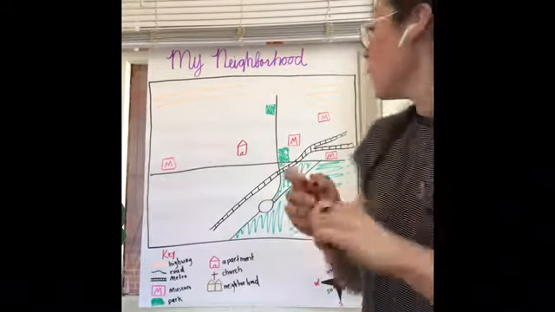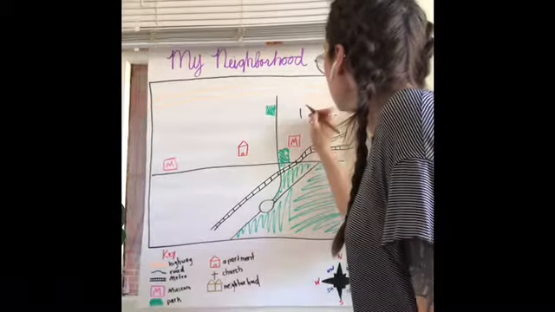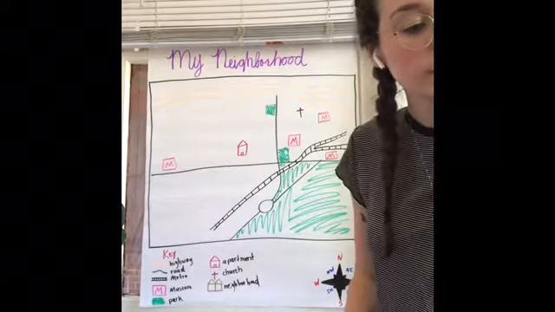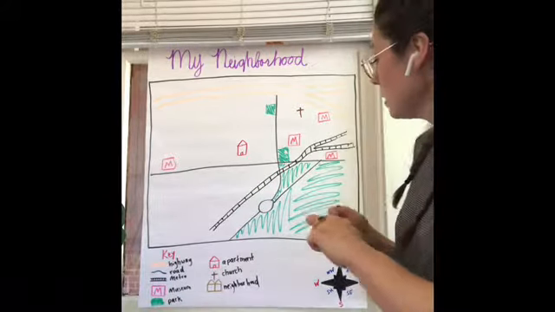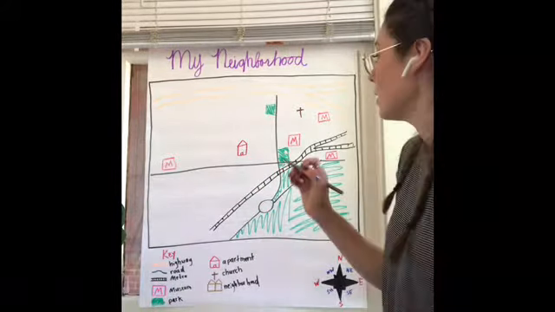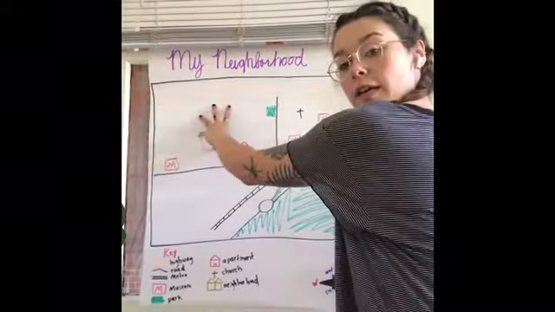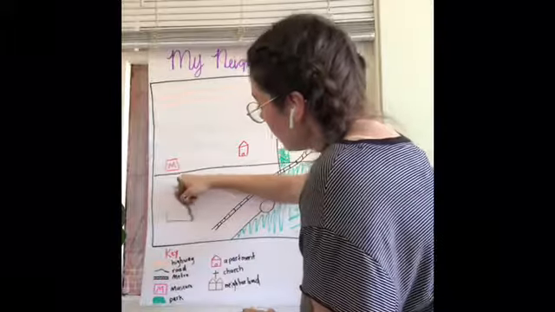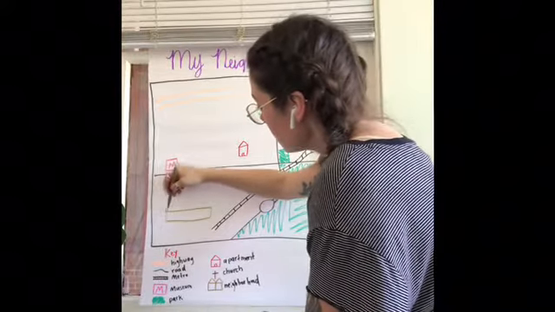All right, over here we have a church. So I'm going to put a cross right here. And then our neighborhoods. Basically all right here and all right here are just full of neighborhoods. So I'm going to draw my houses.